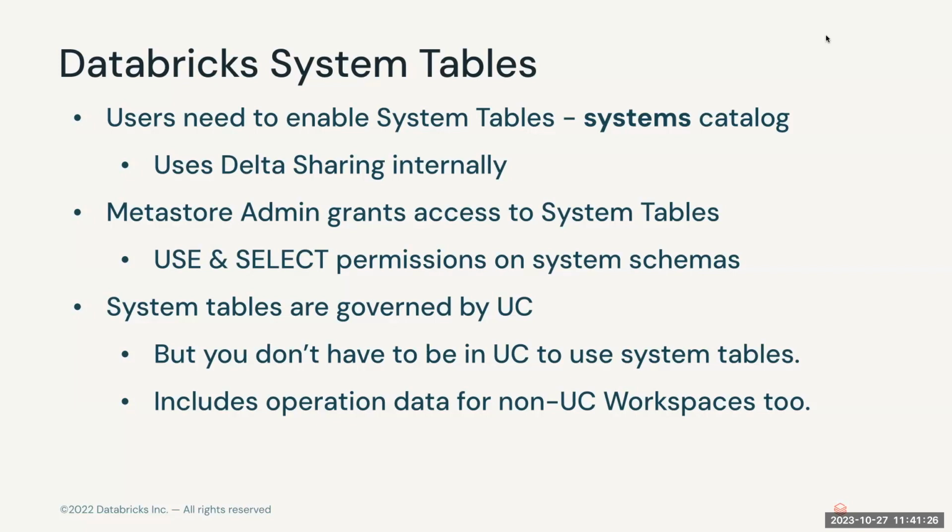So the system tables, once you enable them, are going to show you details about all the workspaces in your environment. It's going to show you information about workspaces that are Unity Catalog enabled and workspaces that are not Unity Catalog enabled. So both types of workspaces and their collective metrics will also be shared.